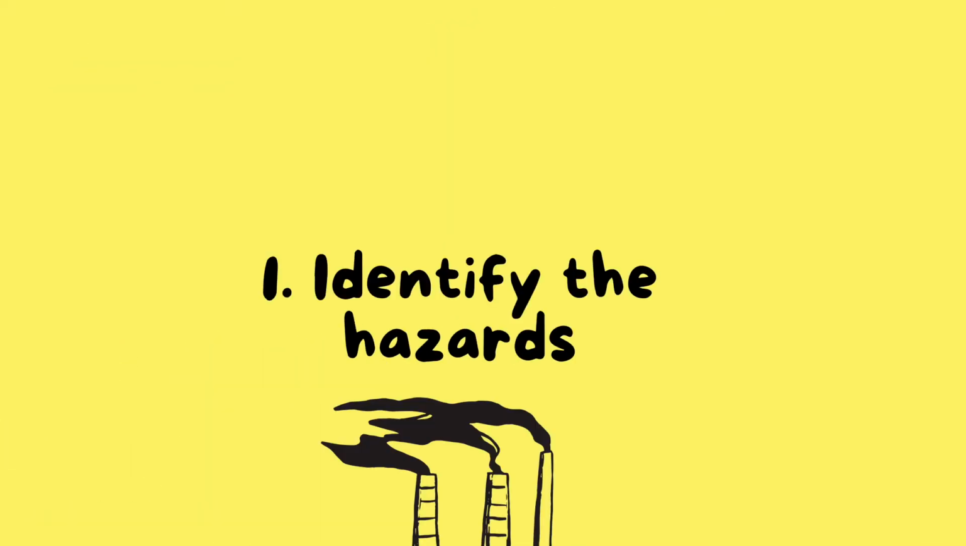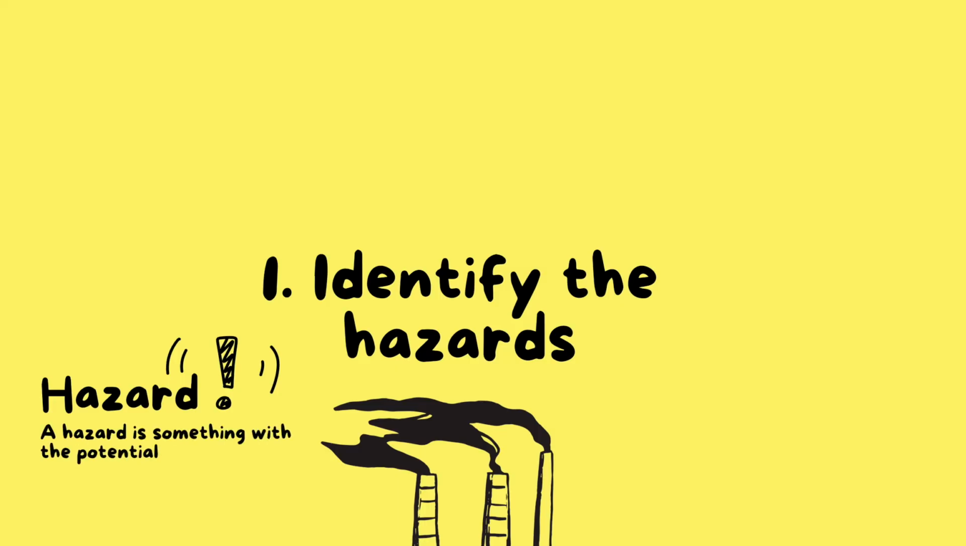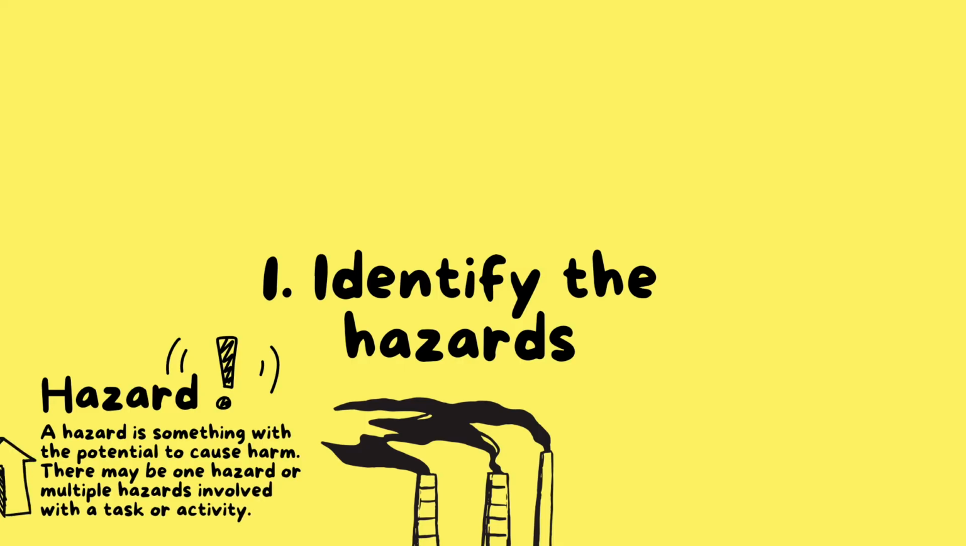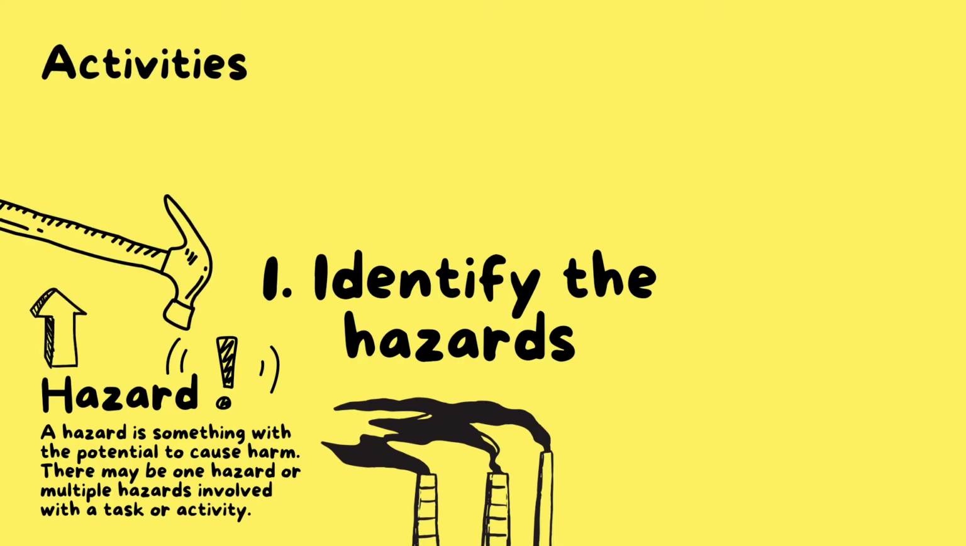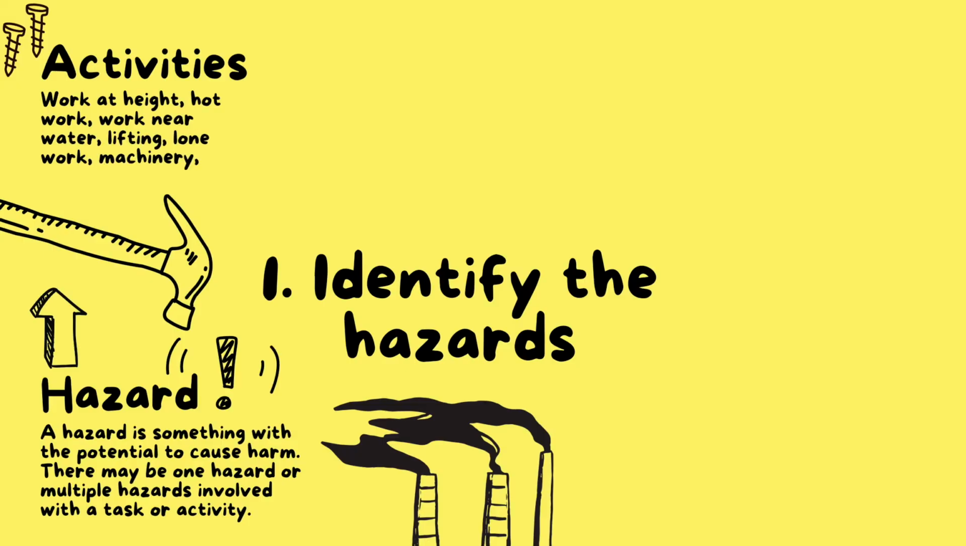1. Identify the hazards. Hazard. A hazard is something with the potential to cause harm. There may be one hazard or multiple hazards involved with a task or activity. Activities. Examples of work activity hazards include work at height, hot work, work near water, lifting, lone work, machinery and manual handling.